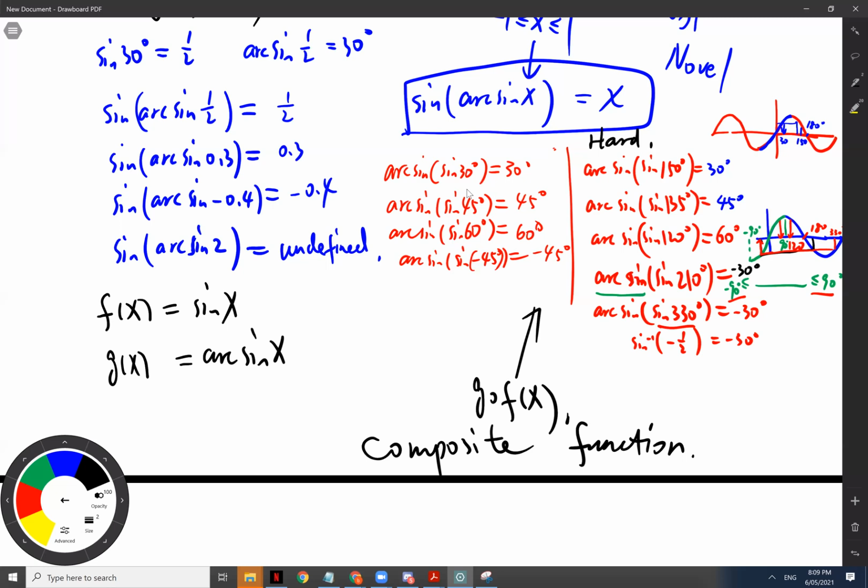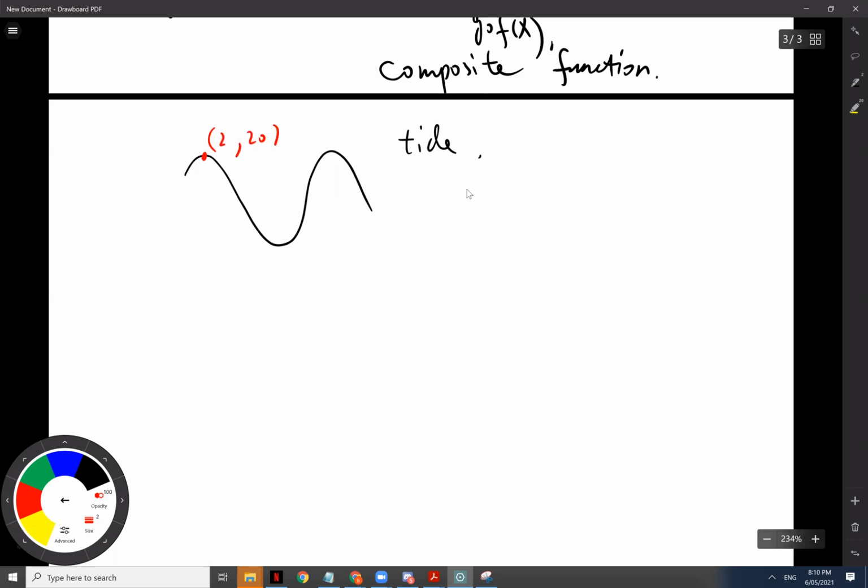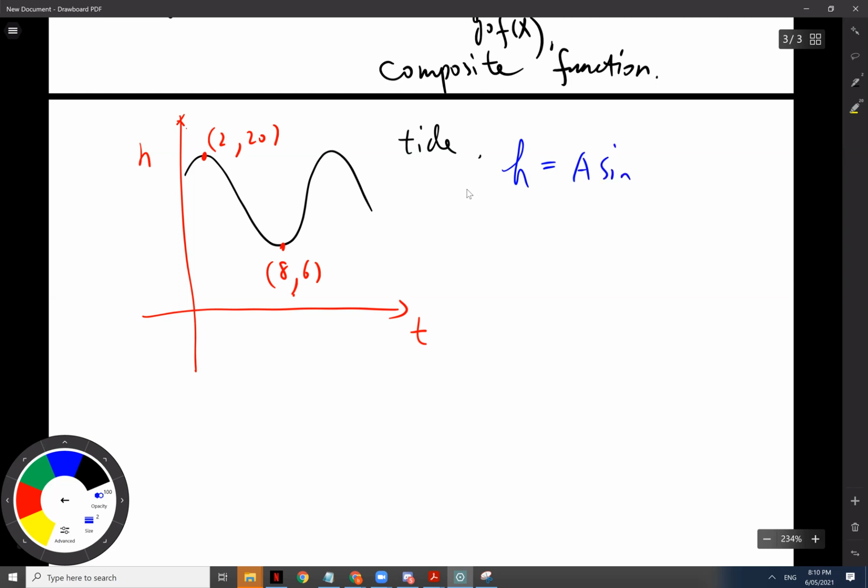Okay. Now, still sine. This one, coordinate 2, 20. This one, 8, 6. Oh, this is some graph. Okay, this is time, this is height. If it's given h equals a sine(bt minus c) plus d, what are a, b, c, and d?